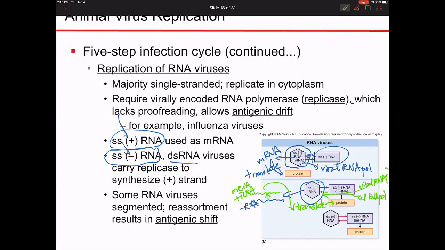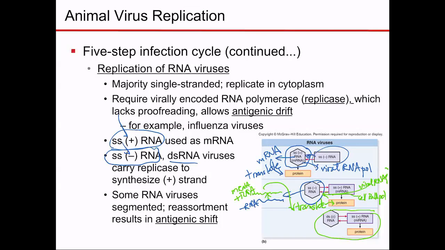And then I mentioned that double-stranded RNA is a little bit more complicated in terms of the replication. I will not explain that today, but if you're interested in learning about the replication of double-stranded RNA viruses, I can explain that to you during office hours or at another time.